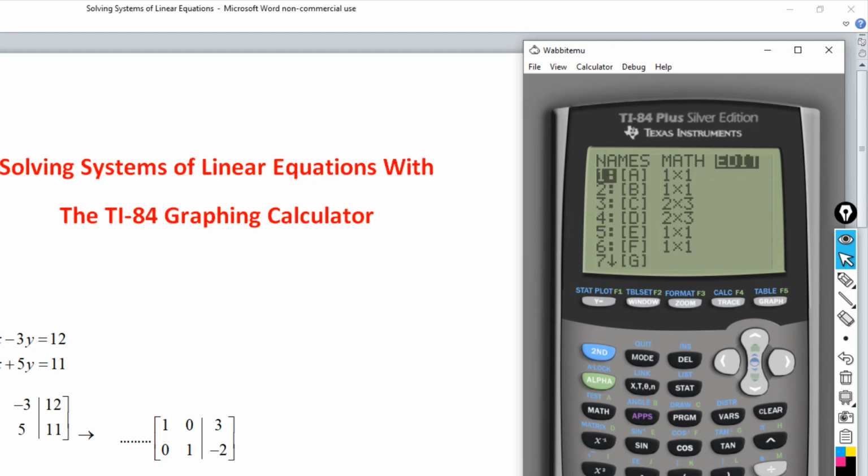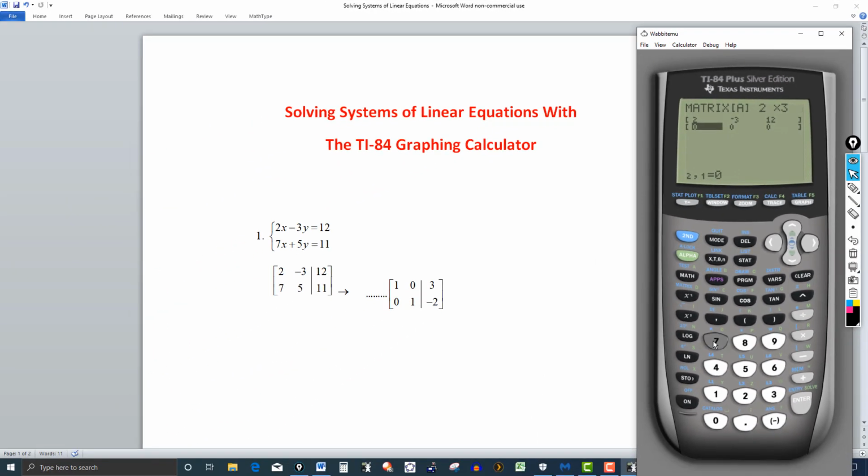So 1 is already highlighted, so we hit enter. And then we want 2 rows, enter, 3 columns, enter, and then you enter the components. So this should be a 2, enter, -3, enter, 12, enter. Okay, and then 7, enter, 5, enter, and then 11. Okay, and then we get out of this menu, second quit.